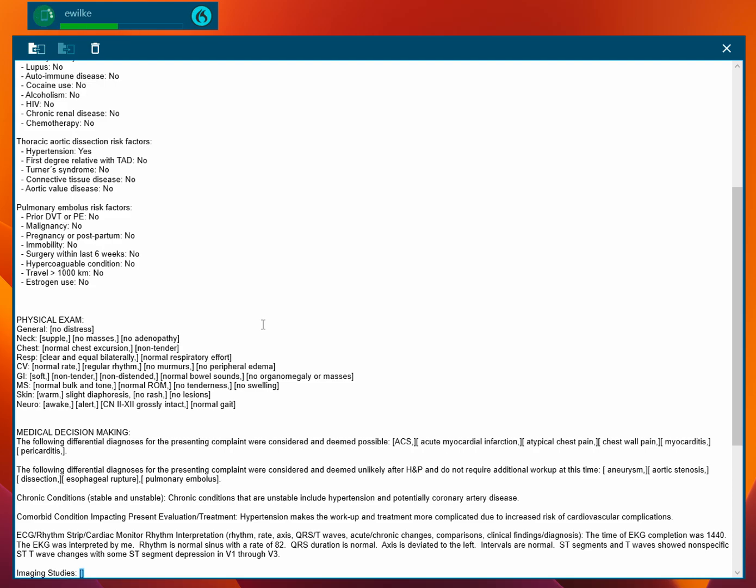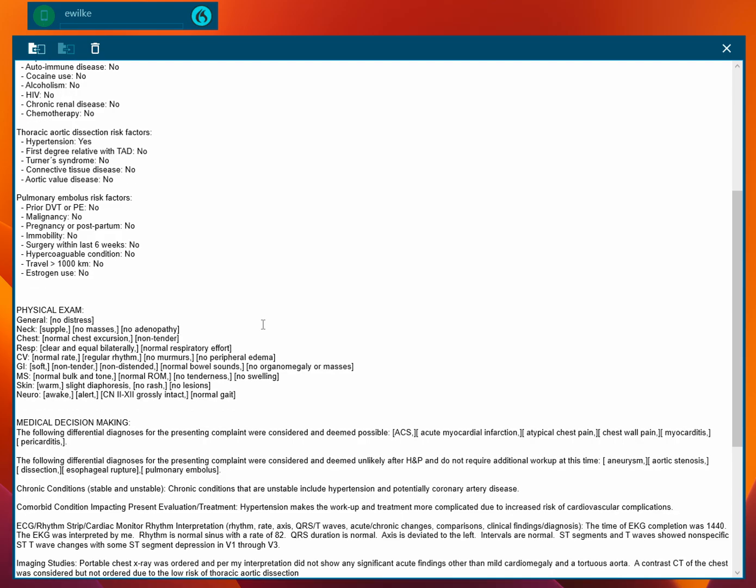Portable chest x-ray was ordered and, per my interpretation, did not show any significant acute findings other than mild cardiomegaly and a tortuous aorta. A contrast CT of the chest was considered but not ordered due to the low risk of thoracic aorta dissection and/or pulmonary embolism after a detailed HPI was obtained.